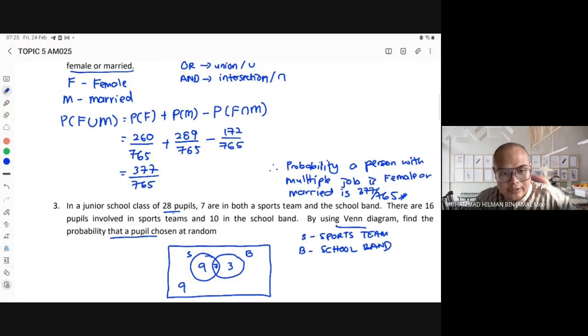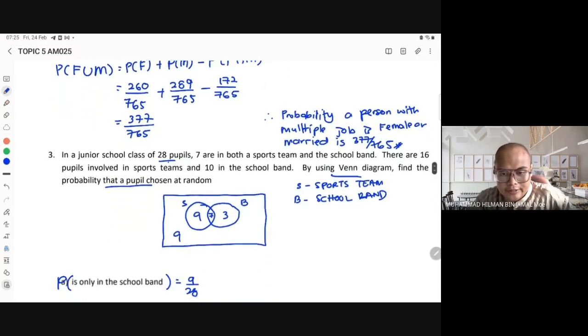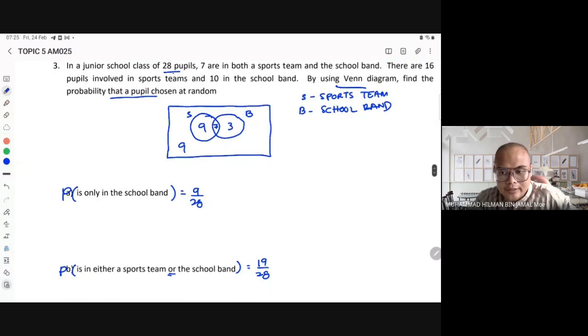Kita still guna probability yang asal. Okay. And then baru kita tolakkan dengan dia punya intersection. Tapi kalau kita dah lukis dalam Venn diagram, so kita dah tolak dia punya intersection tu awal-awal. So dia terus dapat jawapan lah. Okay.